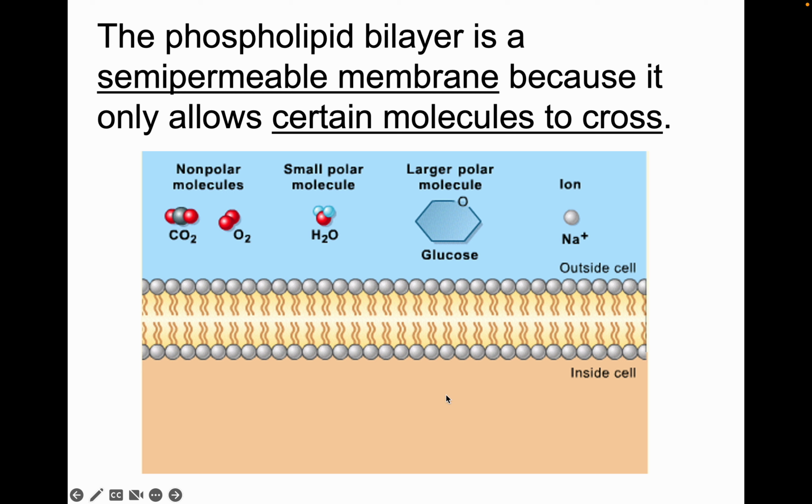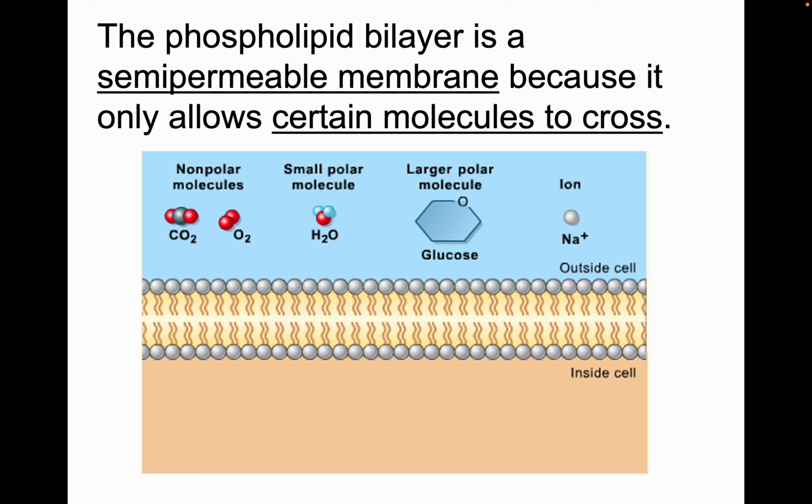Now, some molecules, like small ones and those that are also hydrophilic or water-loving, can easily pass through the phospholipid bilayer because they are compatible with the outer hydrophilic heads. So, those water molecules can freely move from the outside to the inside, and inside to the outside, because they are water-loving. Okay?